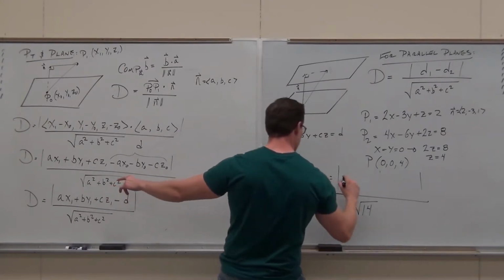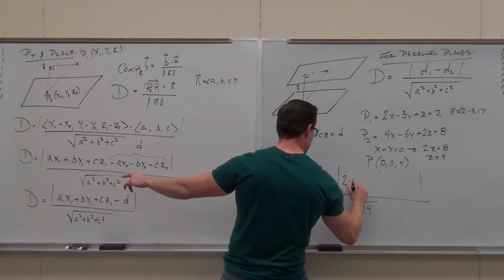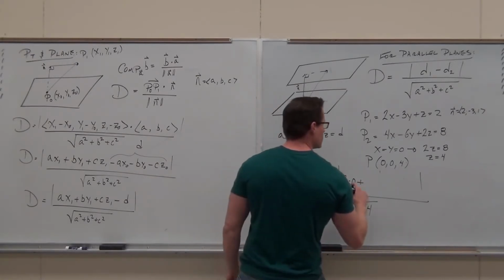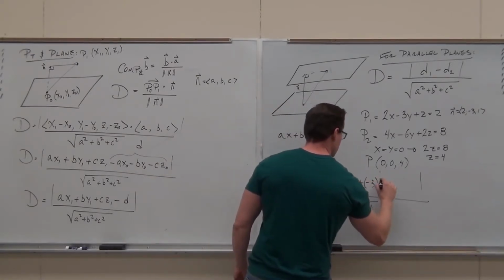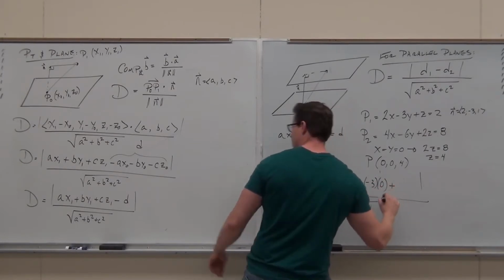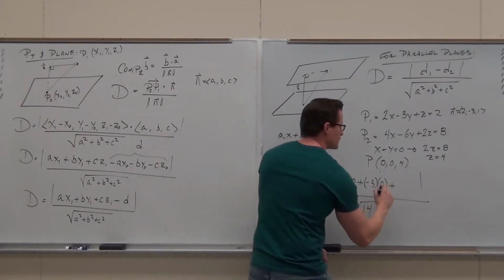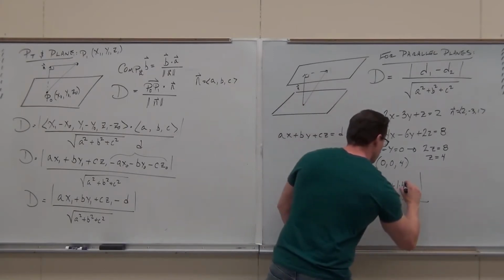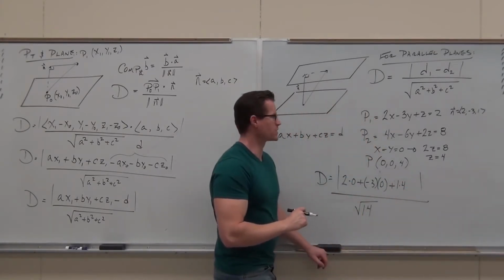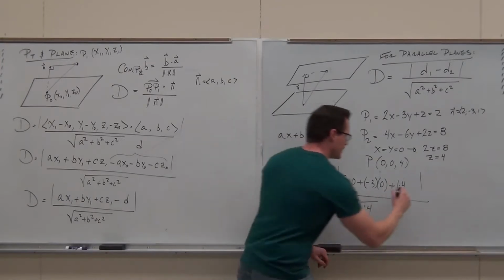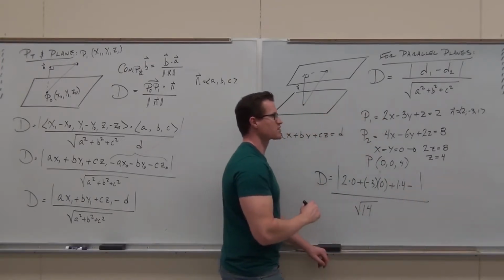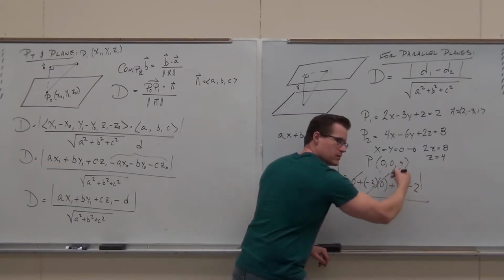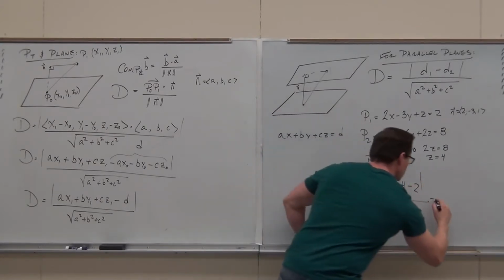What is it again? 2 times 0, plus negative 3 times 0, plus 1 times 4. Do you see where the 1 times 4 is coming from? Yep. It's a minus 2.